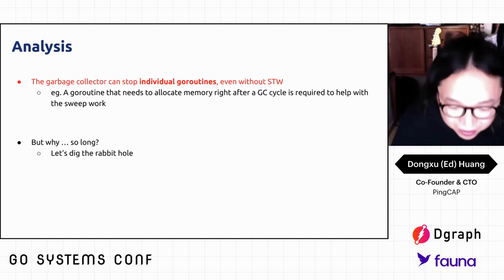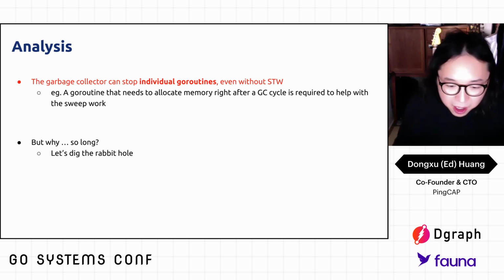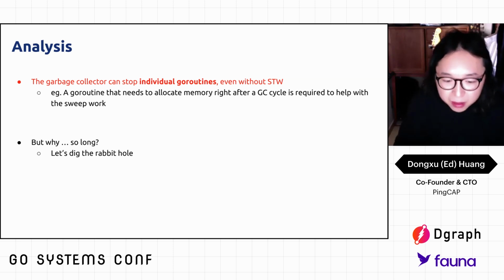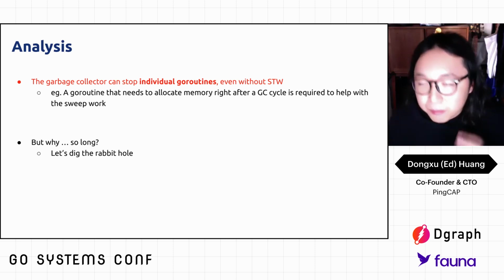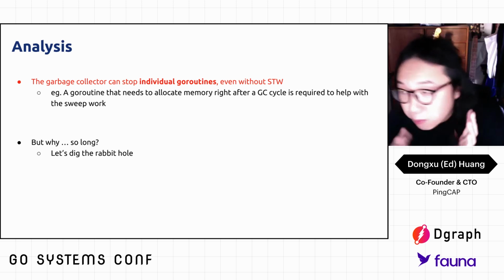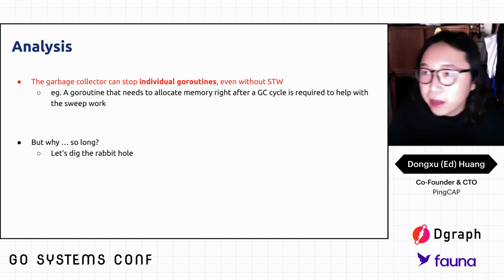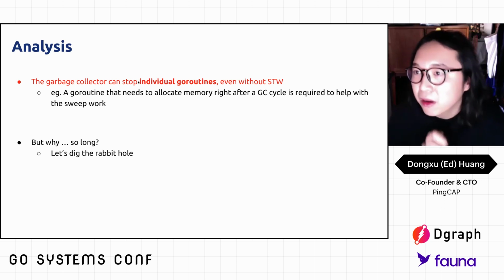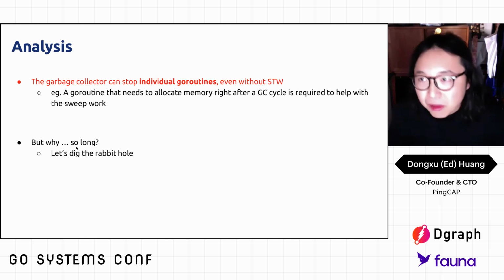So from this case, we can see that even though the STW, the stop the world, is acceptable, the GC can block your application in more ways than just the STW. It is possible to block any individual goroutine when you want to allocate memory. So even without STW, it will block your application. This situation is very weird. But why so long?